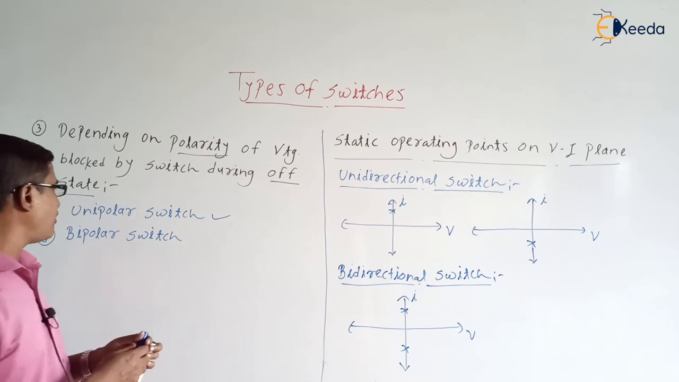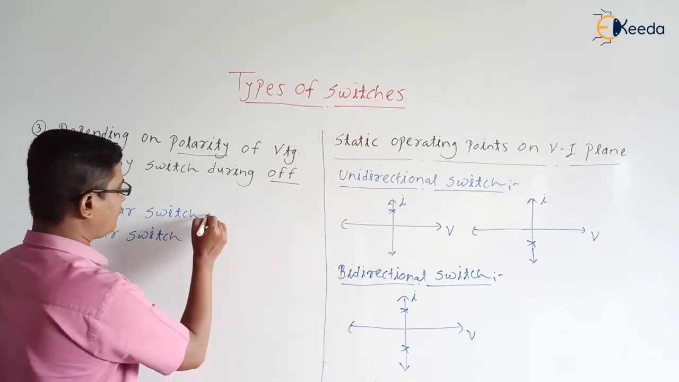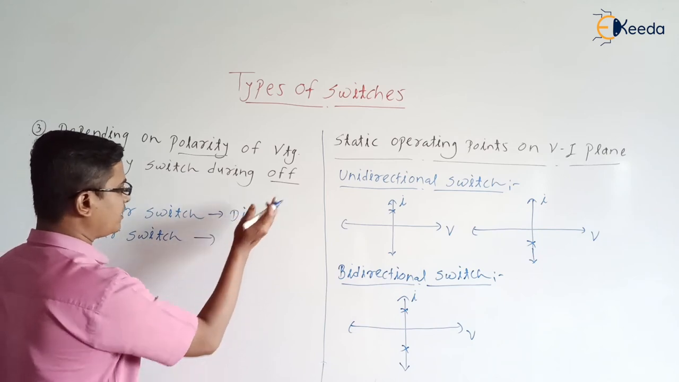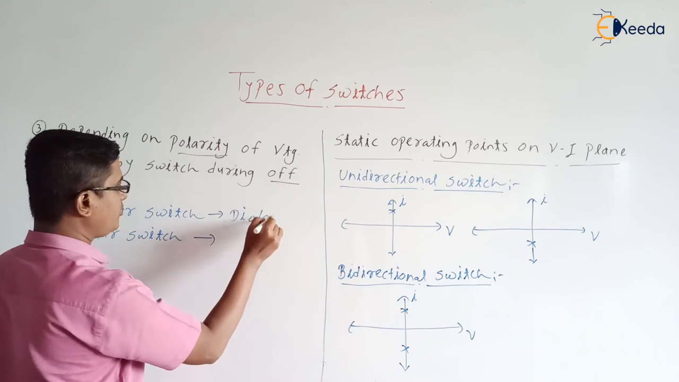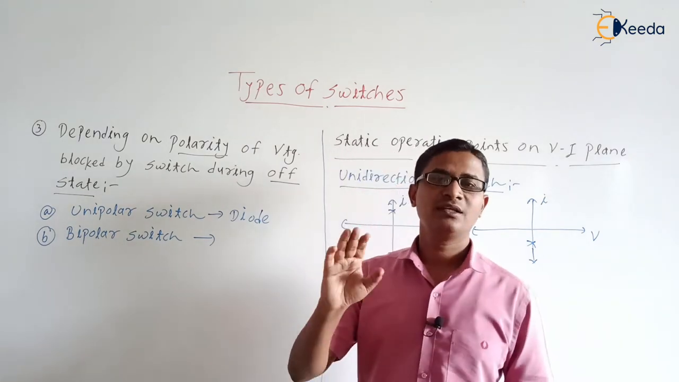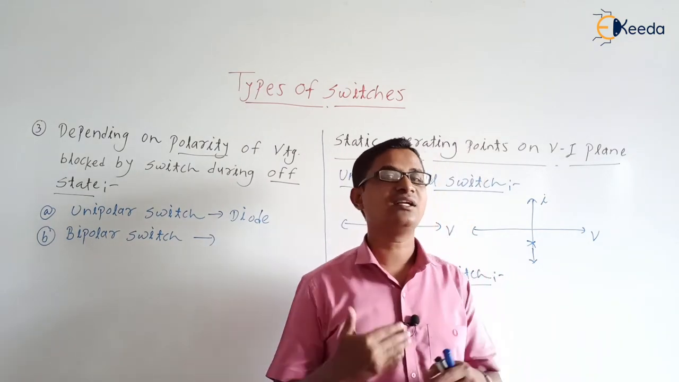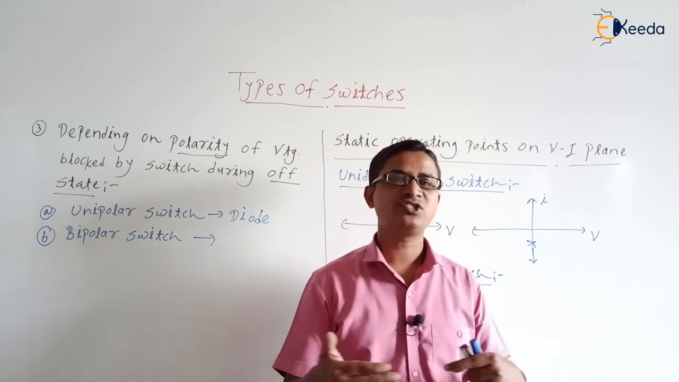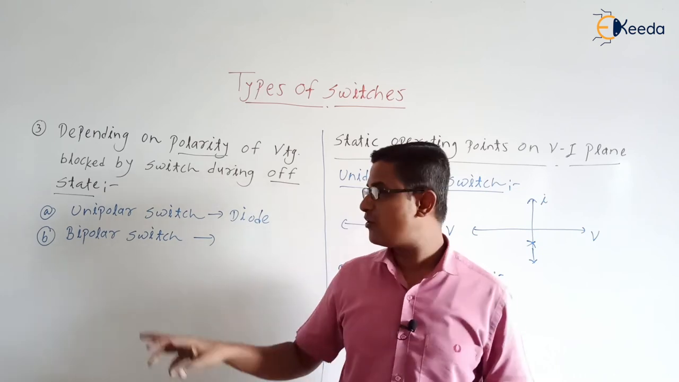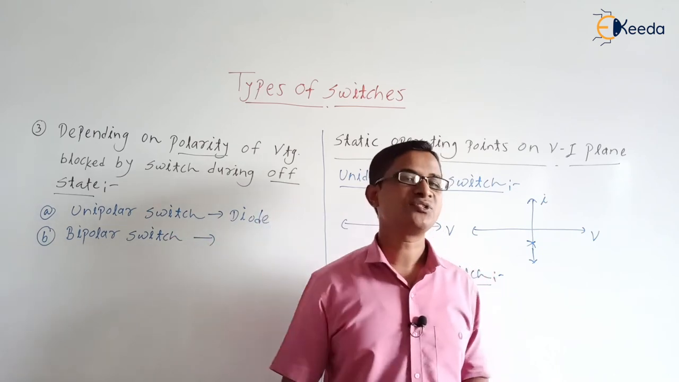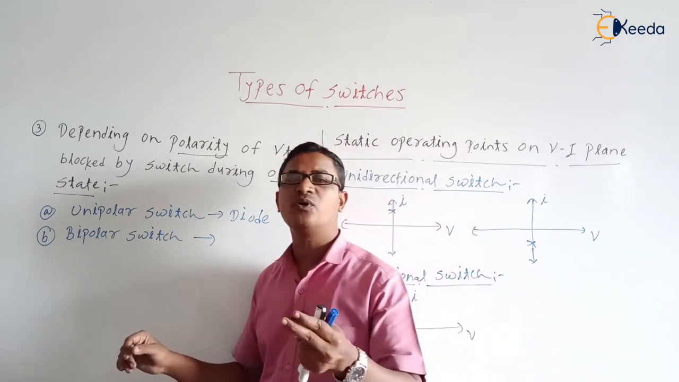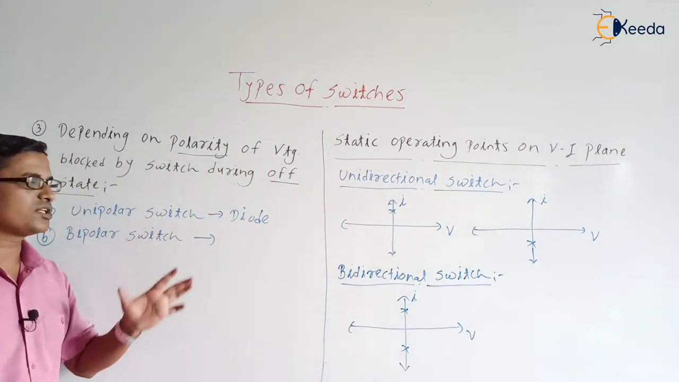An example of a unipolar switch is the diode. When the diode is in the forward bias mode, does it block the voltage? No. When the diode is in the forward bias mode, it starts conduction, acting as a short circuit, so the voltage across the diode will be zero. It means the diode is not blocking voltage in forward bias mode. But when it is in the reverse bias mode, the diode definitely blocks the voltage. So the diode is blocking only negative voltage. That's why it is a unipolar switch.